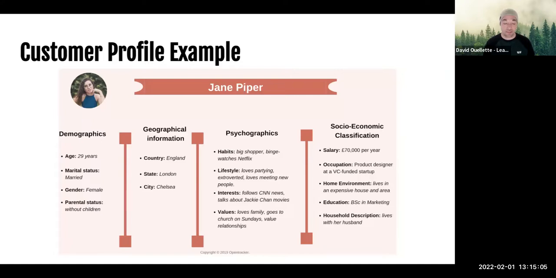Obviously, this is for a B2C type business. If you're B2B, this is going to look very different. So you want to make sure that you understand the differences between a customer profile for your industry versus another. Okay, so make sure that you're putting the proper information here.